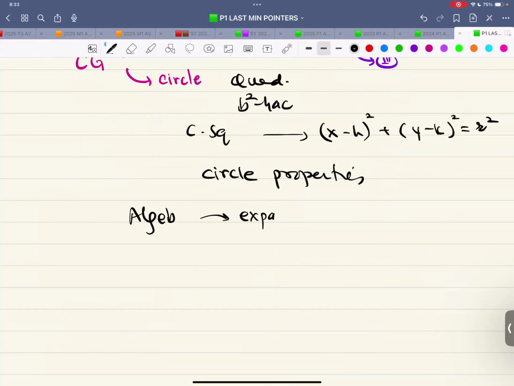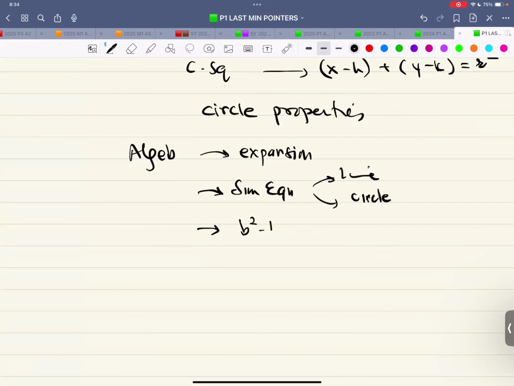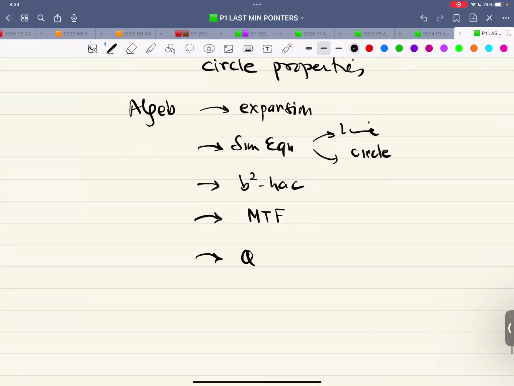Algebra in expansion, algebra in simultaneous equations, in which there is a line and a circle or a quadratic. So that thing is there. Algebra in b square minus 4ac, algebra in middle term factorization, algebra in the quadratic formula.